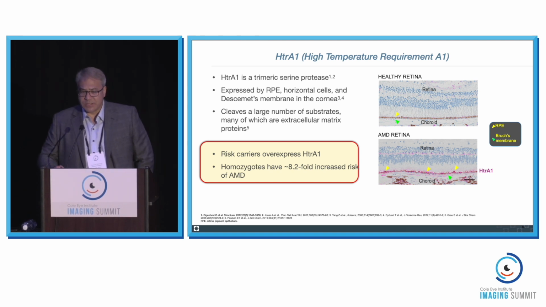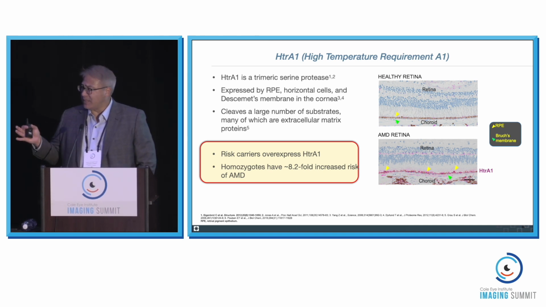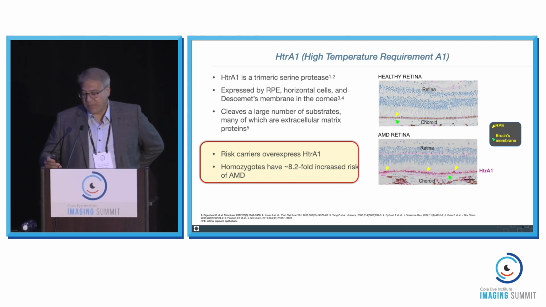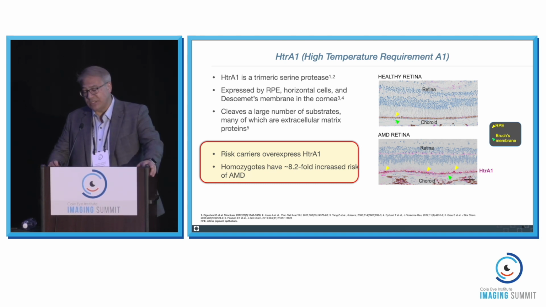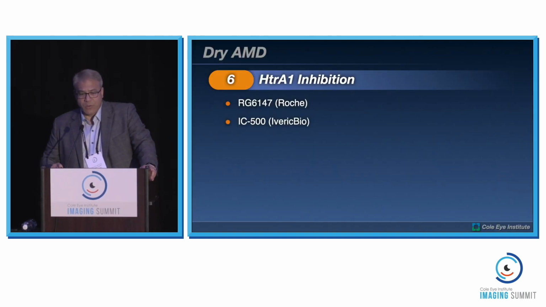HTRA1 inhibition is also being looked at. If you looked at HTRA1 and you look at the GWAS studies, this is the only GWAS study where it specifically shows an increased risk of GA. So all the others, factor H, factor I, all the other complement factors only increase your risk of all AMD. This one's specific for GA. And the patients who have the mutation develop GA. And so the idea of inhibiting HTRA1 is being looked at by several companies.